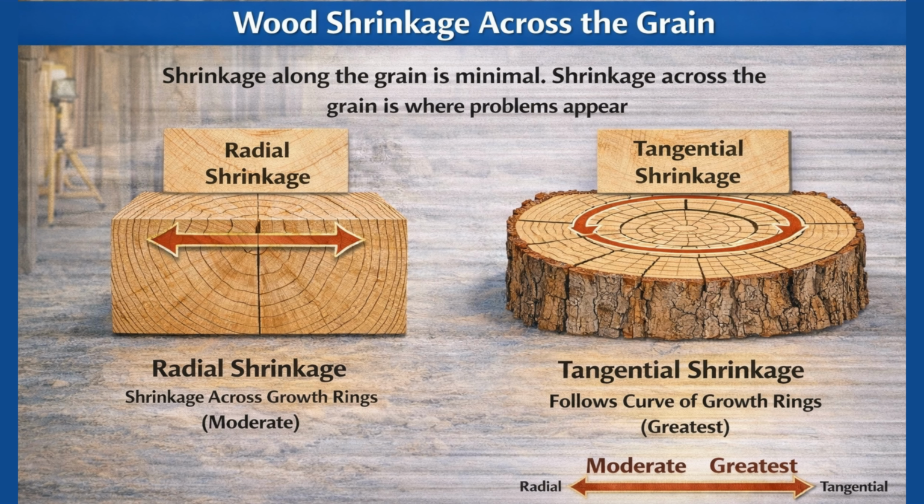Wood does not shrink evenly in all directions. Its movement follows the structure of the tree itself. Shrinkage along the length of the grain is minimal and usually insignificant. Shrinkage across the grain is where problems appear. Radial shrinkage, which moves across growth rings, is moderate. Tangential shrinkage, which follows the curve of the growth rings, is the greatest. This uneven behavior is why boards cup, twist, and warp. It is not random. It is directional and predictable.